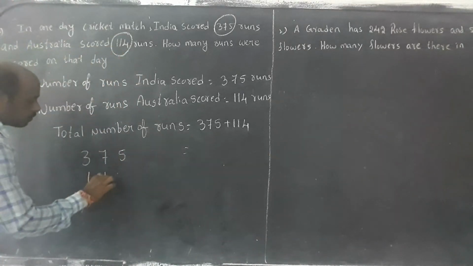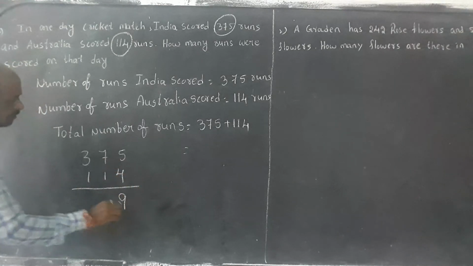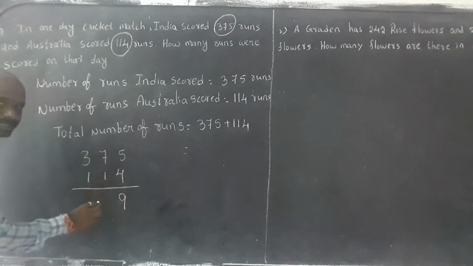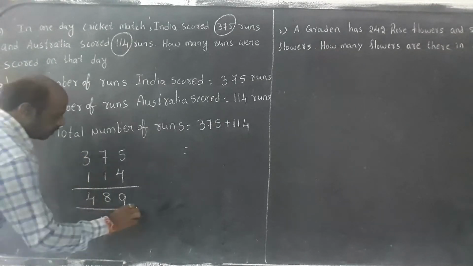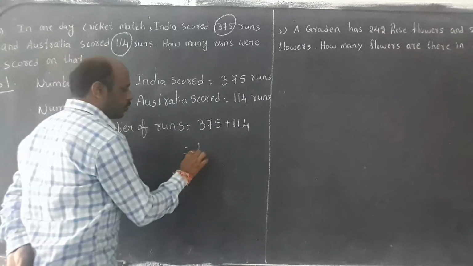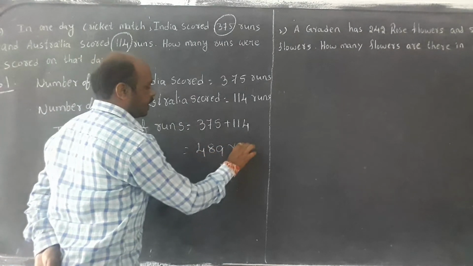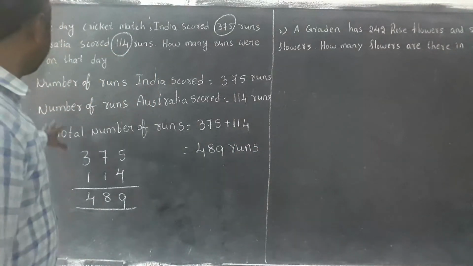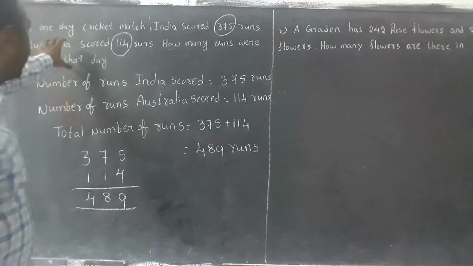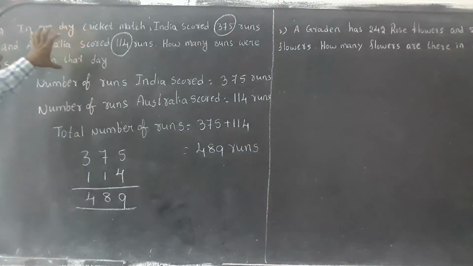Okay. Now see, 5 plus 4 is 9. 7 plus 1 is 8, and 3 plus 1 is 4. It will be the total. Both countries scored on the day 489 runs.